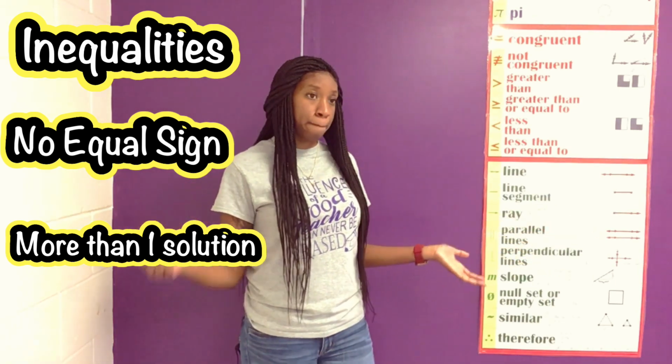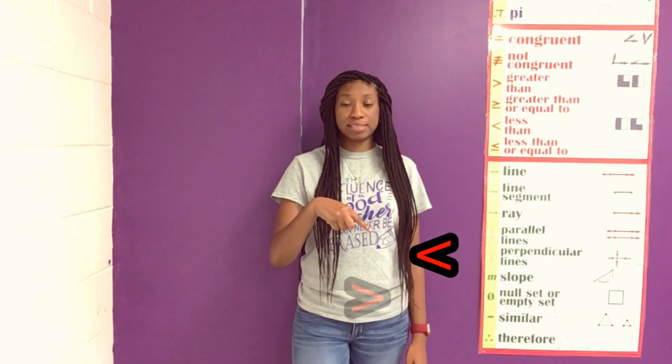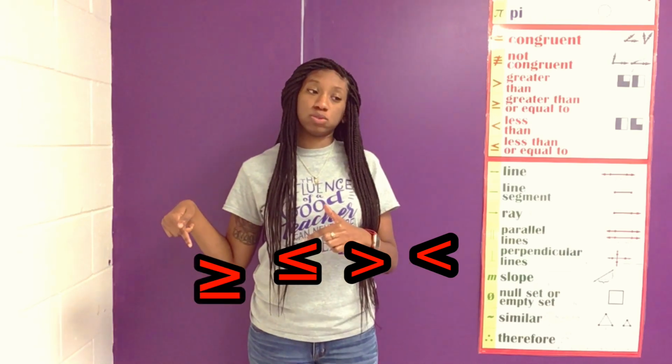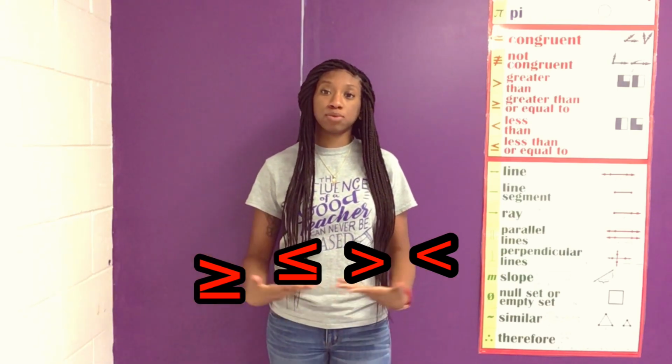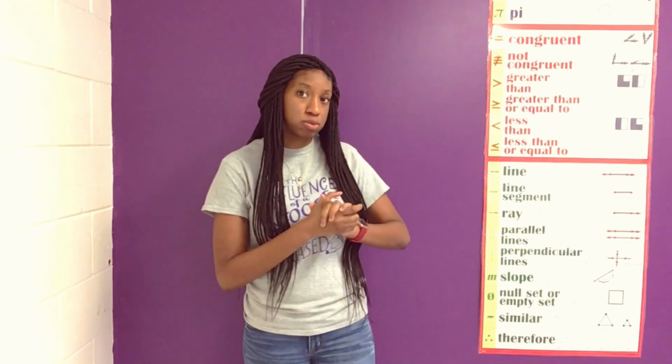An inequality has a less than symbol, a greater than symbol, a less than or equal to symbol, and a greater than or equal to symbol. So these are all of your symbols for an inequality. Now let's talk about what those symbols mean.